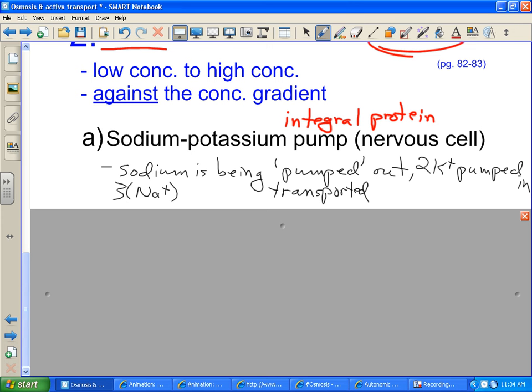Where does the sodium want to go? It wants to go in. It's like pushing more and more water on the other side. It wants to come in, so we're pushing sodium where it doesn't want to be. That takes energy. All right, let's take a look at an animation.